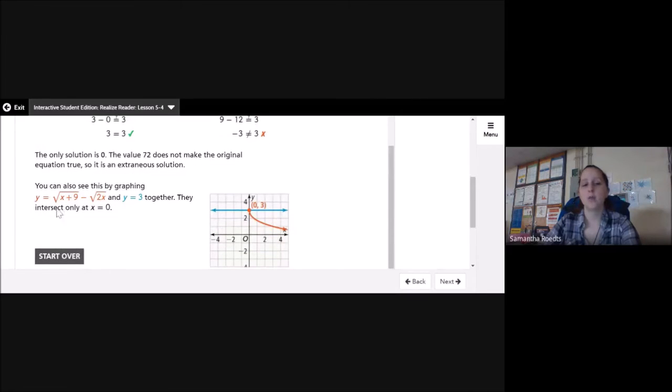You can also see this by graphing. So y equals the square root of x plus 9 minus the square root of 2x, and y equals 3. Together, they intersect only at the point x equals 0.